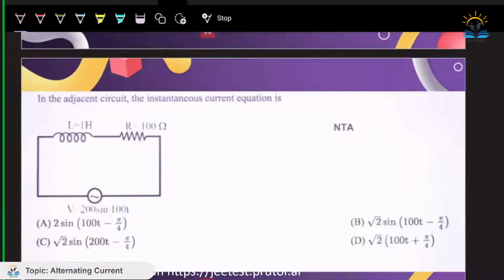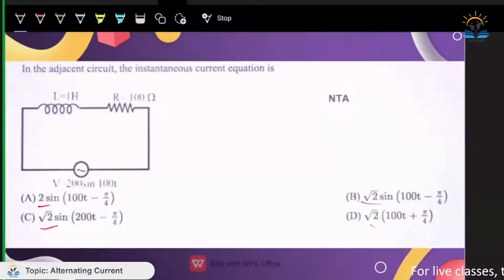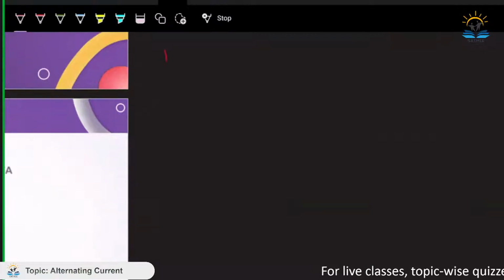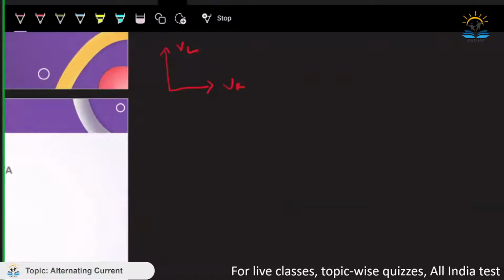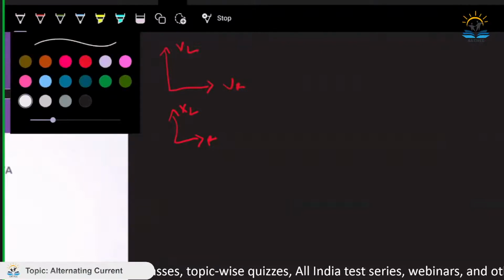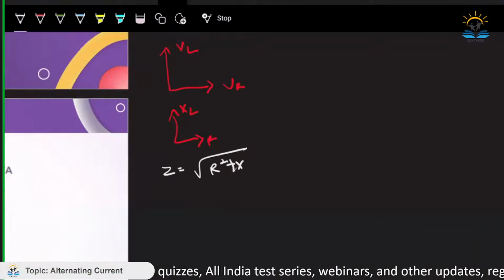Again, for the instantaneous current equation, we have to find out the peak value of current, and we have to find out whether it is leading or lagging. What is the phase difference? Okay, so let's solve. This is an LR circuit. For an LR circuit we can draw like this: this is VR, this is VL, and this is R, this will be XL. So impedance Z will be the root of R square plus XL square.